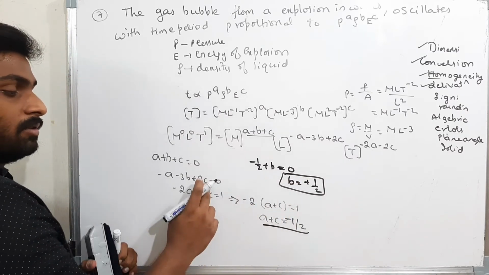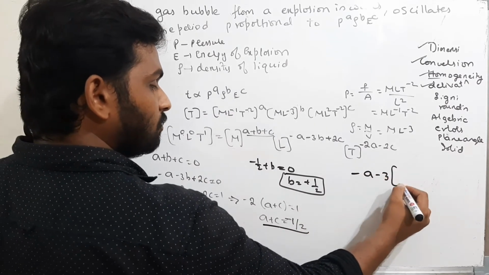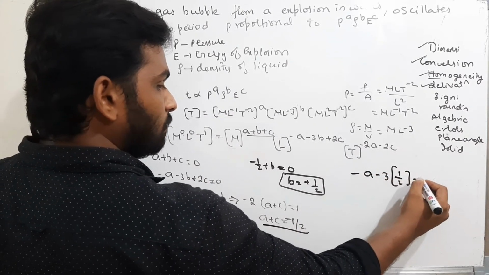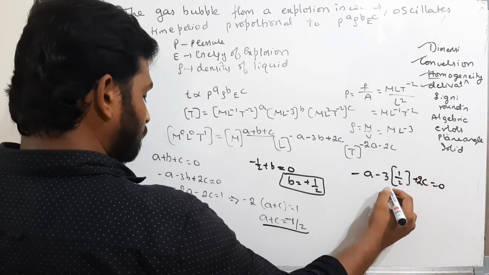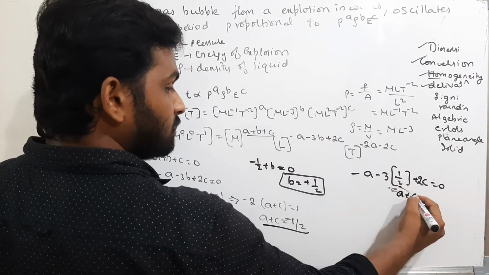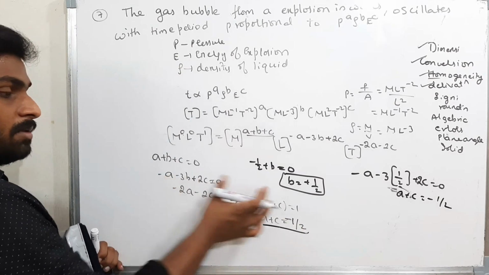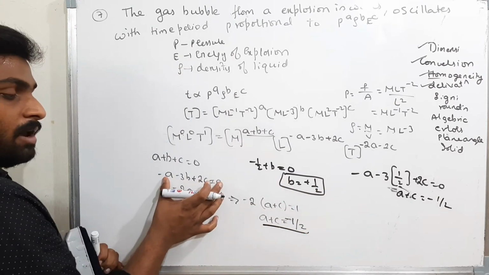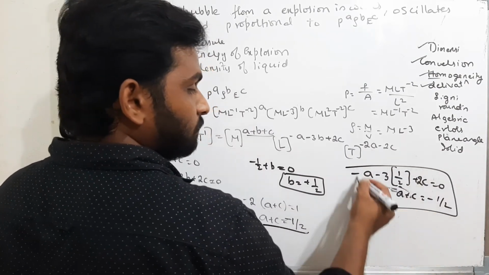Now keep this B value in this equation and solve the equations. That is minus A minus 3 into B, which is 1 by 2, plus C plus 2C equal to 0. And the second equation is my A plus C is equal to minus 1 by 2. This is one equation, and in this equation I am keeping the value of B. When I keep the value of B, I will get it in the form of A and C. Now solve these two equations.